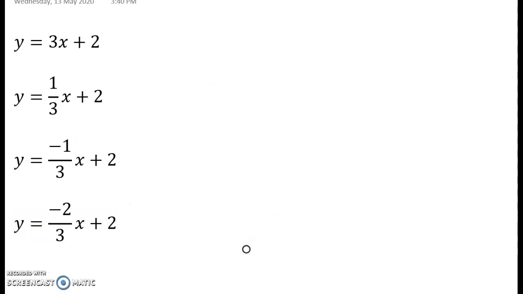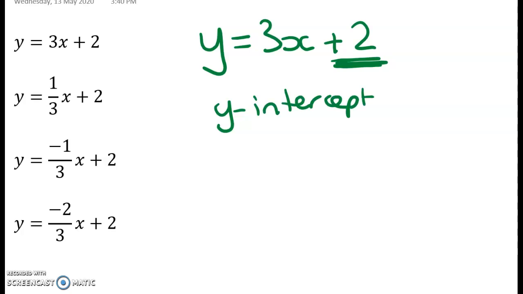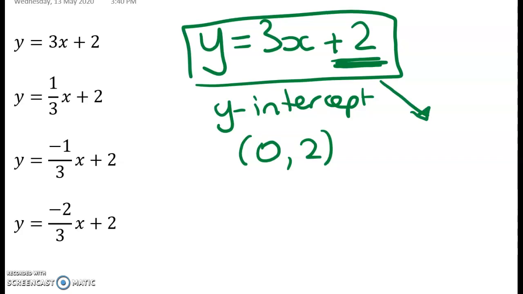So let's look at how we would draw the graphs of these four equations to start us off. So let's take the first one and just identify what information is coming out of that equation. Well, the first thing we know is that that plus 2 on the end is the y-intercept. So that tells me that when x is 0, y is 2. Now I can see that if I take this equation and I substitute 0 in for my x value, y is equal to 3 times 0 plus 2, which gives me 2.